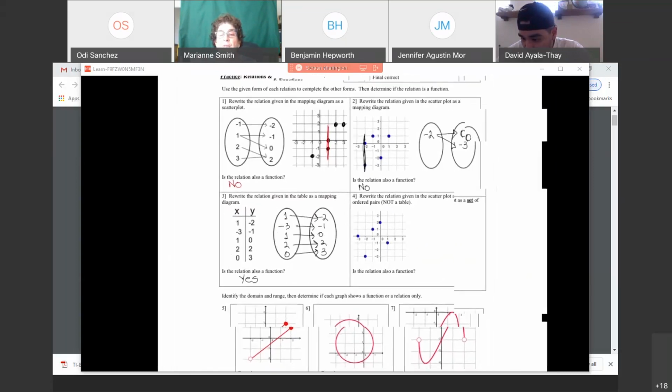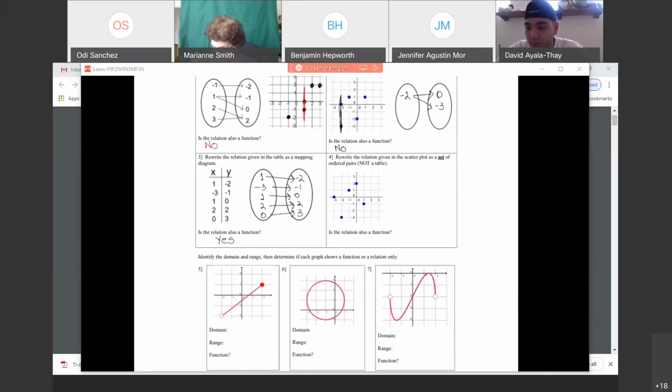Right? And if we look at 4, okay, again, mentally try to draw vertical lines and see if you hit any dot twice. Okay? So if you take a look at this, all points pass the vertical line test. Right? Everybody good with that? So again, no matter where you draw vertical lines, you're only going to hit one. Okay. All right. So 3 is not a function.